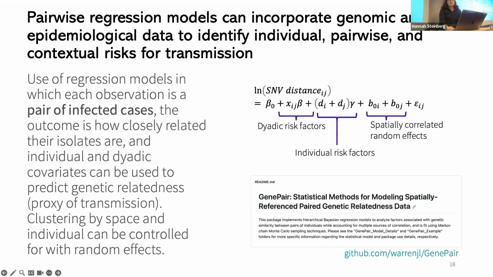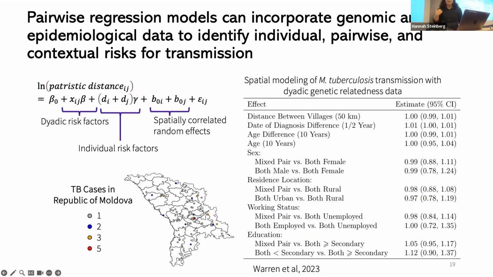So this model was developed by Josh Warren at Yale, and he has an R package available on GitHub for incorporating these sorts of models into your own research. And this is an example, sort of a proof of concept, a paper by Josh Warren, where he used these sorts of models to look at tuberculosis cases in the Republic of Moldova. So they're all whole genome sequenced.